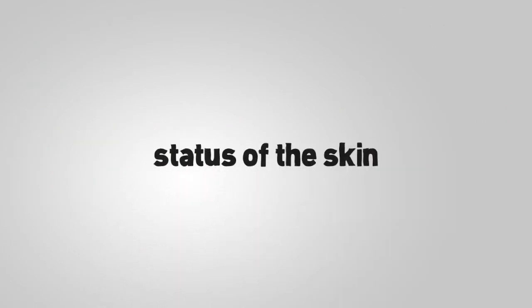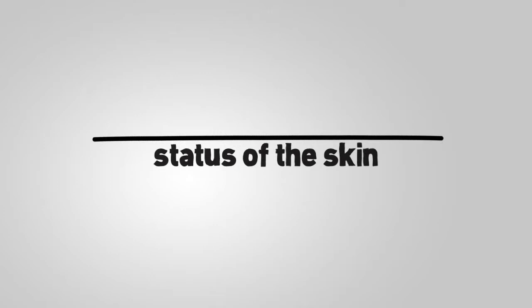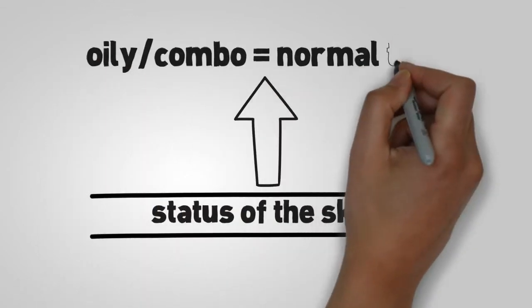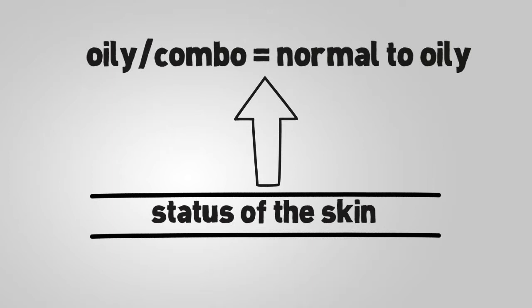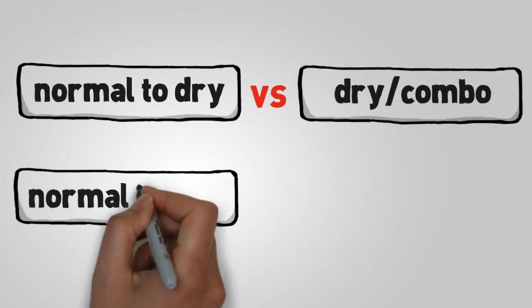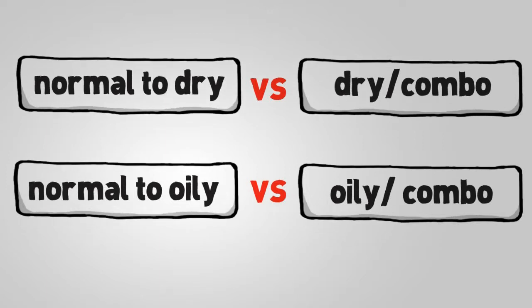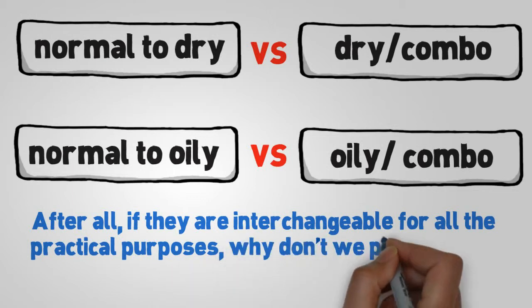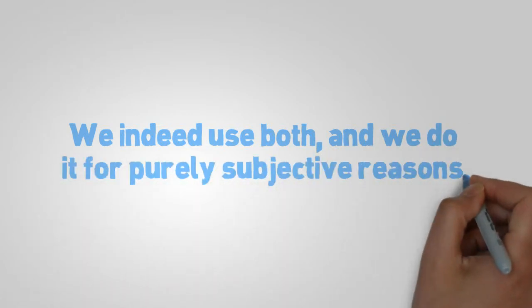So what do we do? We assume the status of the skin to be in between the two poles, i.e., we approximate, consider an average degree, and formulate the products accordingly. It comes out that oily combo and normal to oily are the same for all practical purposes, in spite of their essential difference. Why do we use normal to dry versus dry combo and normal to oily versus oily combo? After all, if they are interchangeable for all practical purposes, why don't we pick one type of term and stick with it? We indeed use both, and we do it for purely subjective reasons.